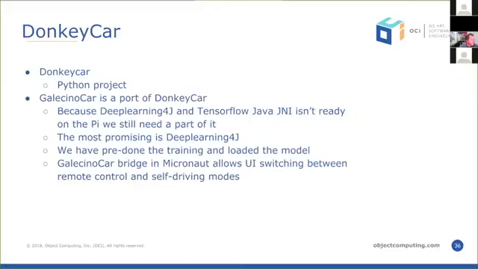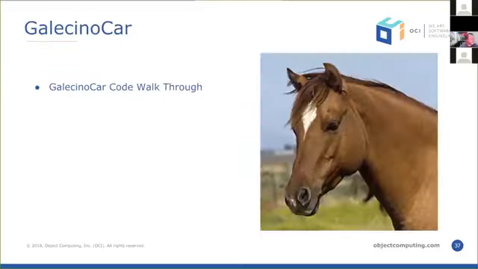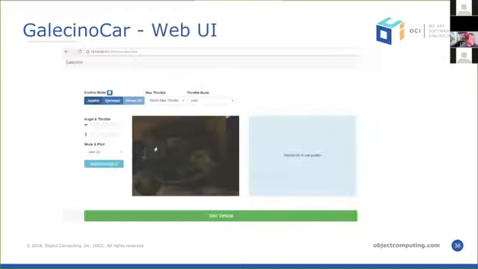The GalecinoCar bridge just allows Micronaut to switch between remote control and self-driving modes. I've got some code snippets I'm going to show you here in just a second on that. So let's do some of the code here and see some Micronaut code. This is what the web UI looks like. If you notice, it looks almost identical to the DonkeyCar, if you're familiar with that. It's basically using all of the same HTML. It's just that the endpoints it's talking to on the car are powered by Micronaut.